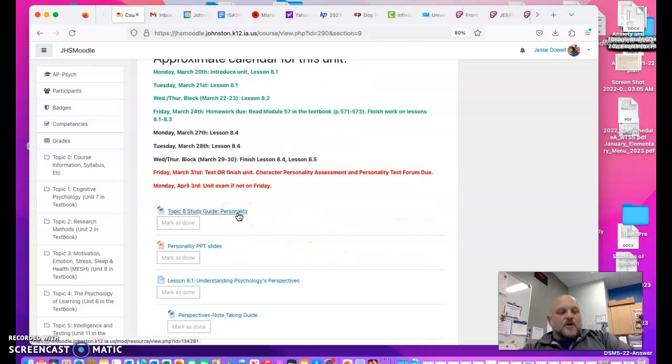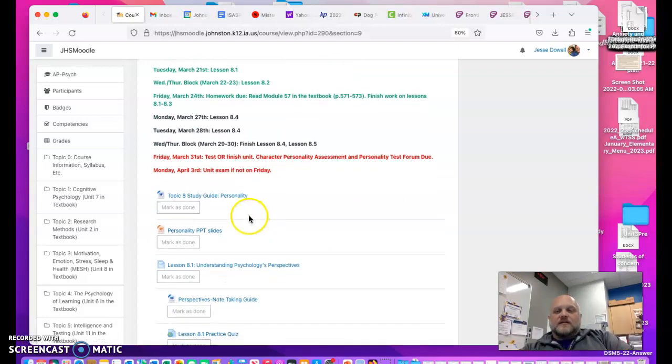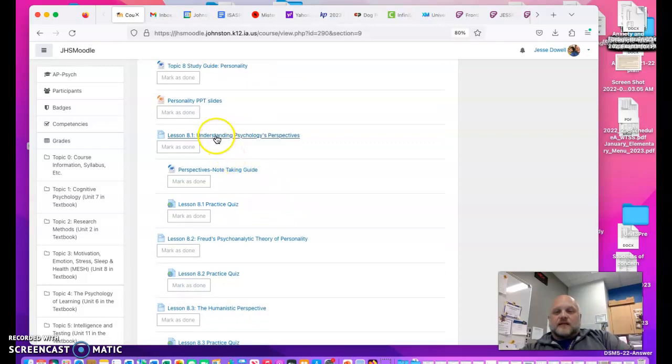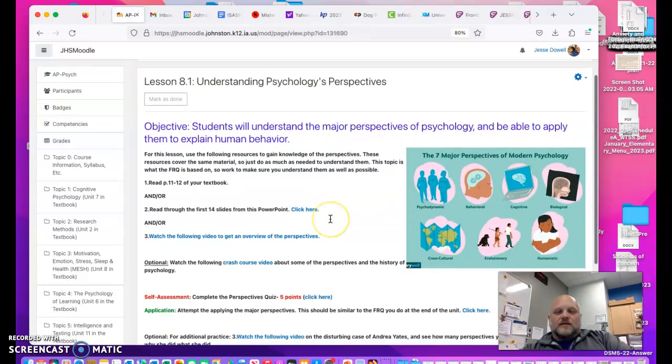This is where kids know that they can find a study guide, they can find notes, slides, and then everything is broken down by sub-lessons as well. So lesson 8.1, lesson 8.2, and then within that even there are note-taking guides. And then for each lesson, there will be a formative quiz. So 8.1, activities that we do.